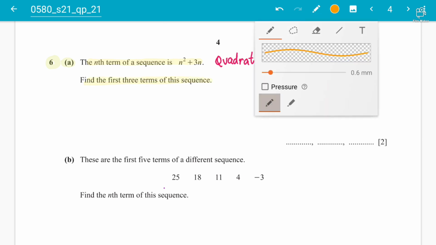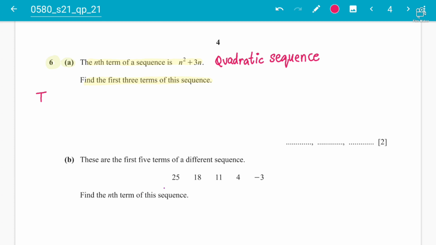Okay, students, so how do you find out the sequences? That is very simple. For the first term, just plug in the value of n as 1 and you will get the answer. So 1 squared plus 3 times 1 gives us 4. Write down the answer here as 4, students.